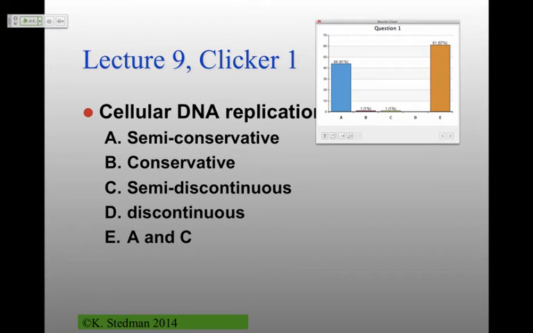So everyone seems to agree that it's semi-conservative. I can also completely agree with you on that. Second is semi-discontinuous. Semi-discontinuous means that we're making pieces on one strand and a whole one big thing on the other strand, so leading strand versus lagging strand. So it's both. Semi-discontinuous and semi-conservative.